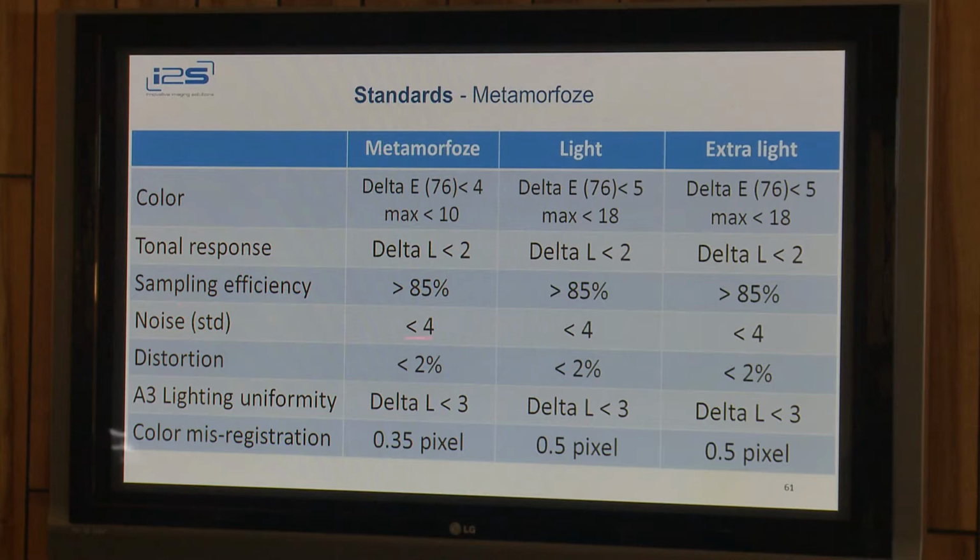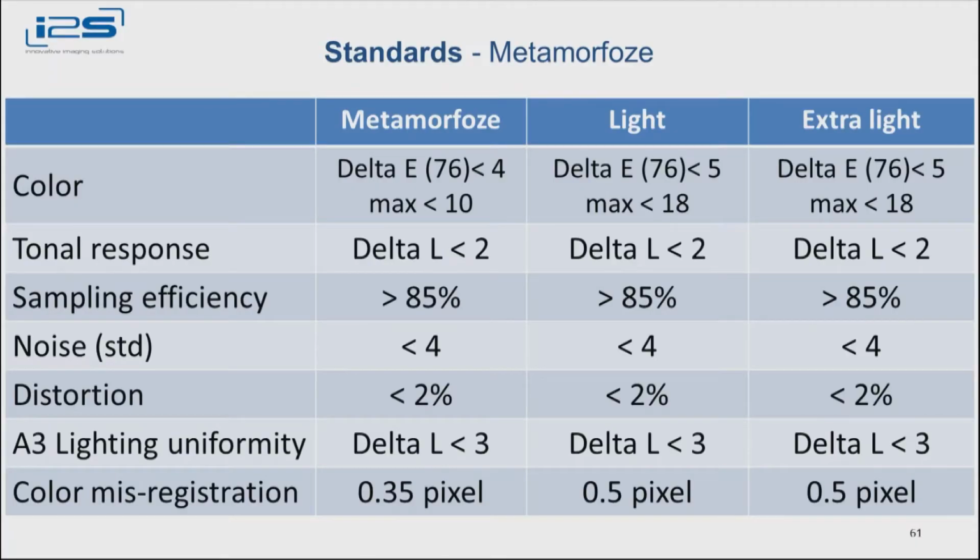Sampling efficiency, you see it's 85%. So it's not 100, 85 is still okay. Noise level is 4, distortion is 2%. Lighting uniformity depends on the scanning area. For A3, we take A3 because the chart we will use is A3, it is about 3 L-star, so that means about 8 RGB levels.